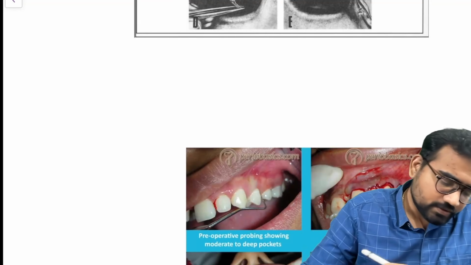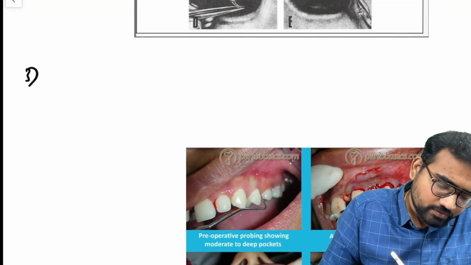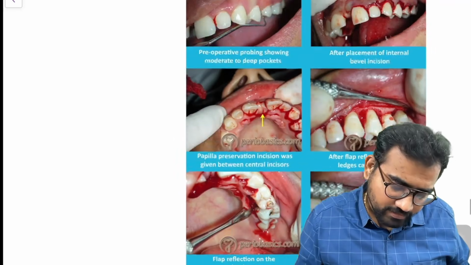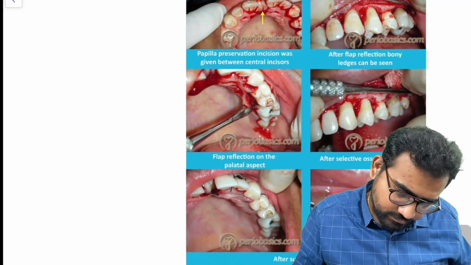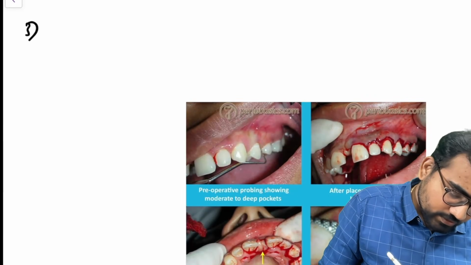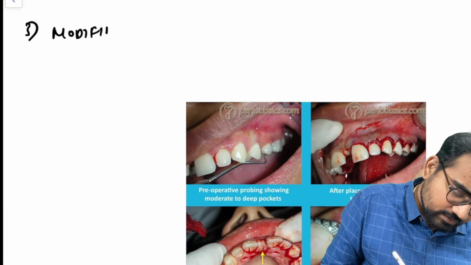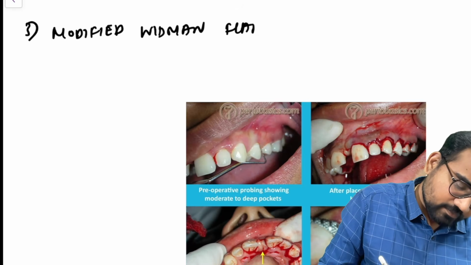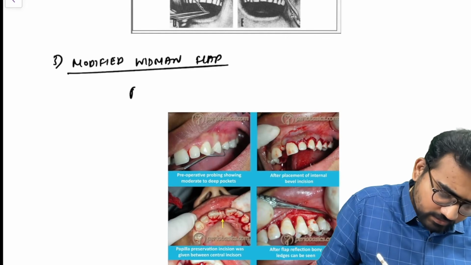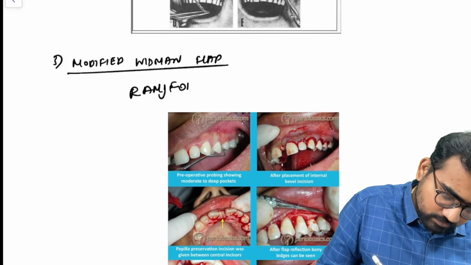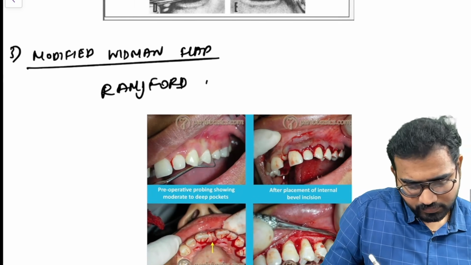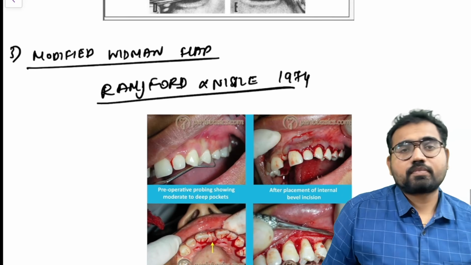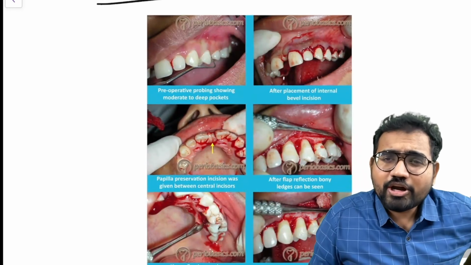Fine. Now the third flap technique we are going to see is the modified Widman flap. It was given by Ramfjord and Nissle in the year 1974. What do you mean by modified Widman flap?